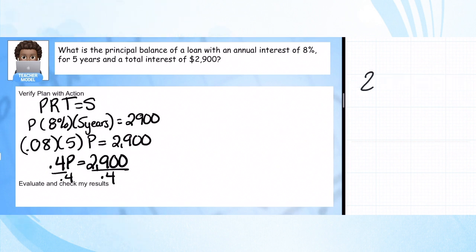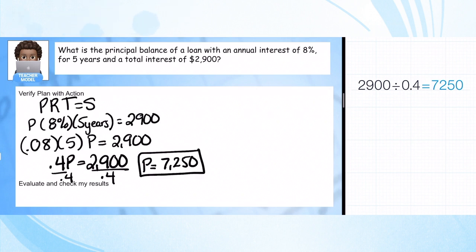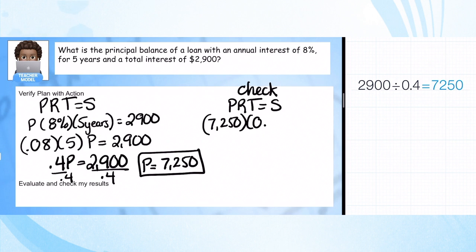We're going to divide both sides by 4 tenths. This is going to be a big number. 2,900 divided by 0.4 is 7,250. So the principal balance is equal to 7,250. All right, let's go and check our work. So we're going to put pretty simple, and we're going to put in all our numbers. 7,250 times 0.08 times 5 equals 2,900. Let's see if this is true.